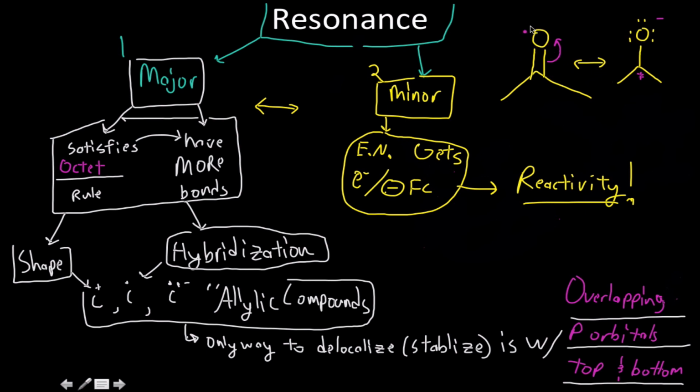Also, make a note that when you're doing a resonance structure, the overall charge of something doesn't change. That carbon is positive, that oxygen is negative, and the overall charge is neutral. And this one over here has an overall charge that's neutral.